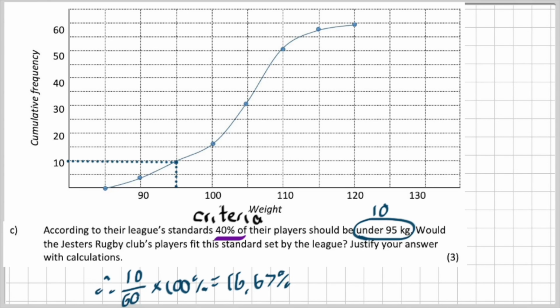Does that conform to the accepted criteria? No, it does not. And we've justified our answer by using some beautiful mathematics. Ladies and gents, this is easy stuff. But it is important that you understand the reading off from Ogives. They are going to ask it of you. Grade 11s and 12s, you're going to be asked this.